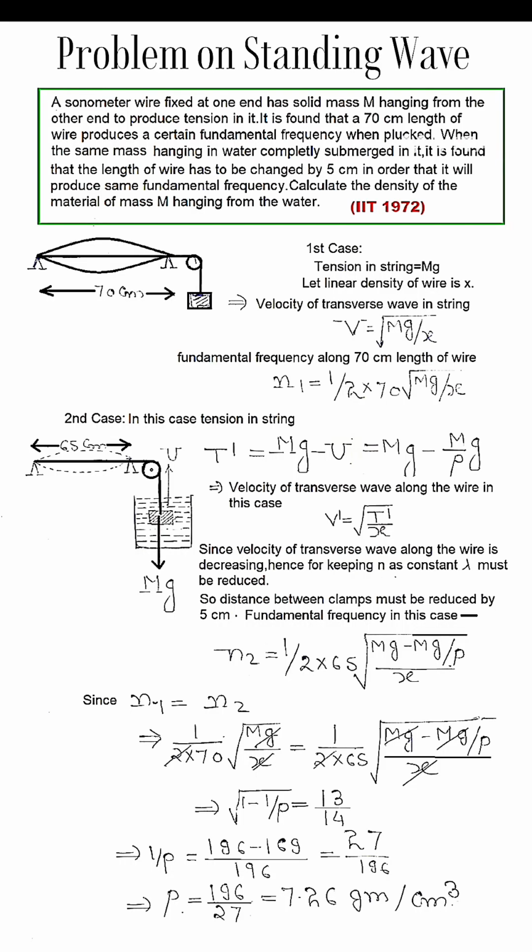In the problem shown here, when the block is completely submerged in water, the tension in the sonometer wire is reduced, hence the velocity of the transverse wave is also reduced. Since in the second case also the wire vibrates in the same fundamental frequency, the wavelength of the transverse wave set up is also reduced as the velocity is reduced in the second case. So the clamp must be reduced by 5 cm in this case. Equating the same fundamental frequency in both cases, we get the desired result.